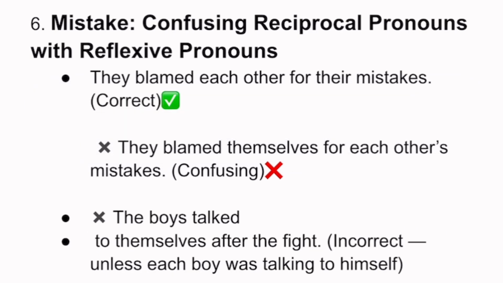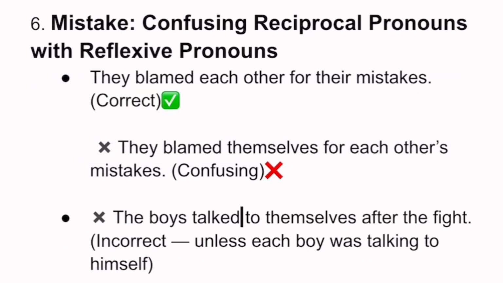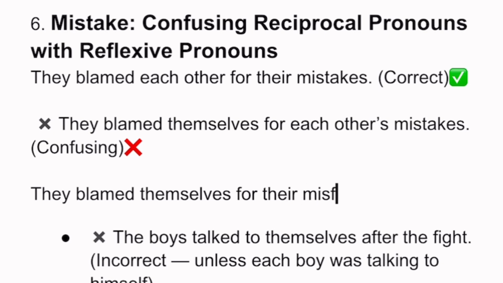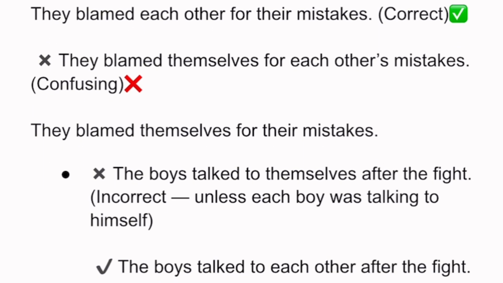Also, saying they blamed themselves for their mistakes is wrong, except you are saying that each of them blamed himself. Maybe you are saying Bola and Shade blamed themselves for their mistakes. You are saying Bola blamed herself, Shade blamed herself. But if you are saying Bola blamed Shade, Shade blamed Bola, the correct thing to say is that they blamed each other for their mistakes.